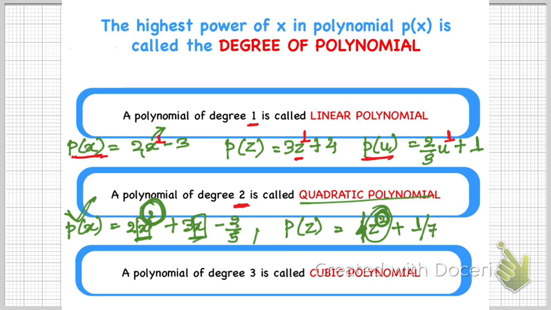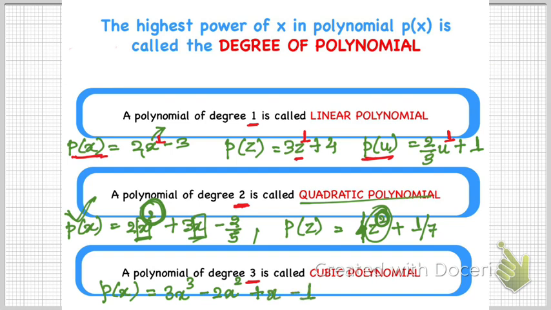Now again, whenever you find a polynomial of degree 3, it is called a cubic polynomial. Examples for this: considering p(x) again as a polynomial, I am taking some random example, you can take any other example. p(x) = 3x² − 3x³ − 2x² + x − 1.